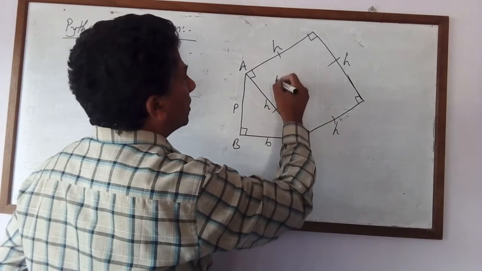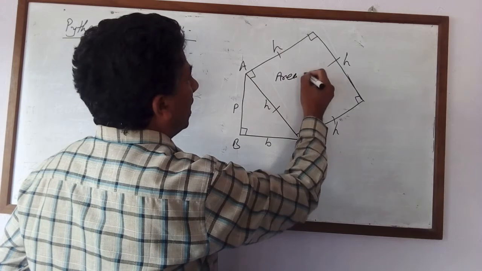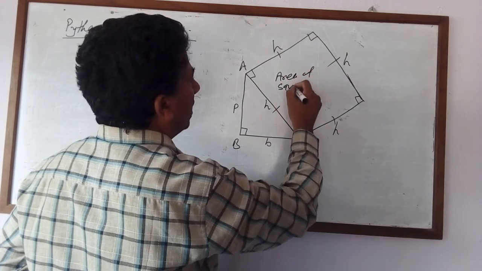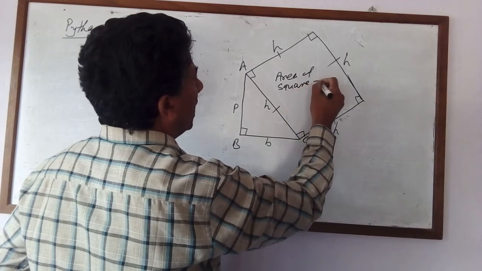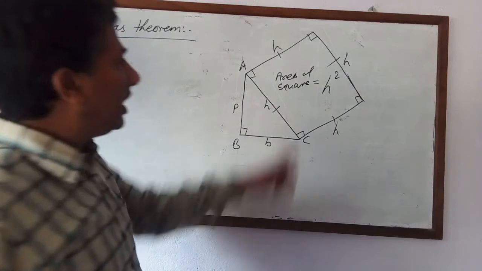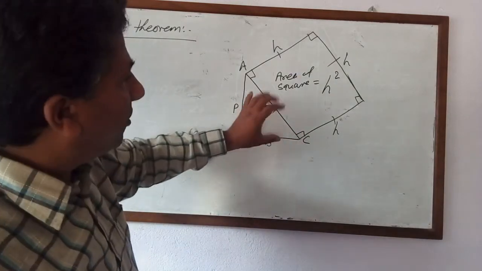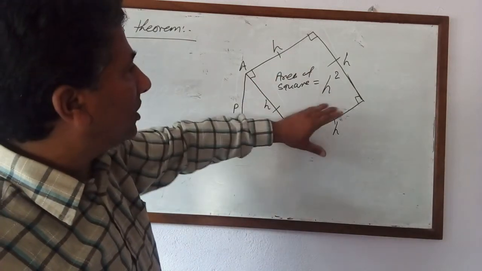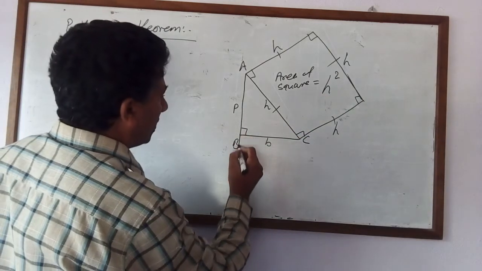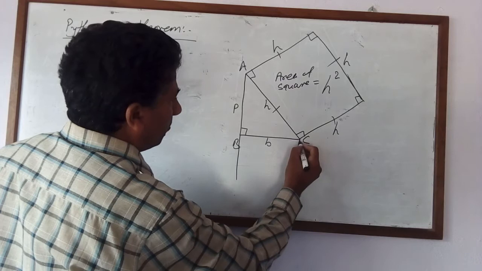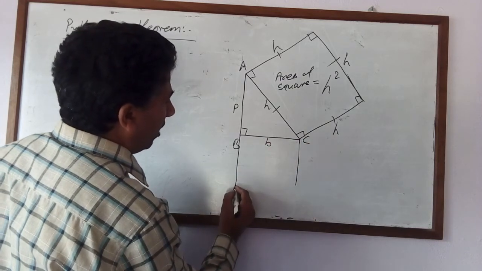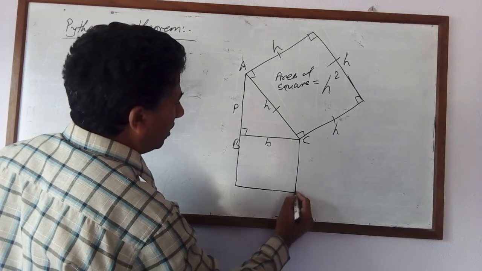Now, the area of this square. We know the area of a square is side squared, so the area of this square on the hypotenuse is h square. Again, I will make another square here, taking the measurement of b. Suppose if this is b, then I will make another square here.